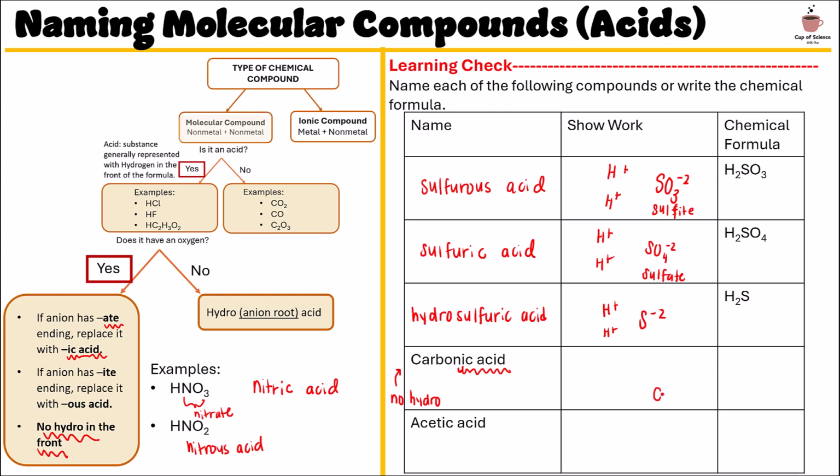So we need to draw the carbonate ending. Carbonate is CO3 minus 2. How many hydrogens will we need in order to balance out the negative 2? Well, you need 1 and 2, 2 positives. So therefore, the chemical formula would be H2CO3. So this is carbonic acid. You try the acetic acid and come back and check the key. And here is the key.